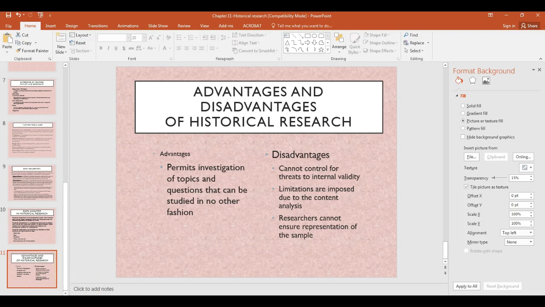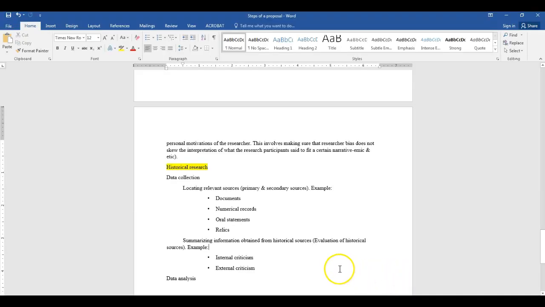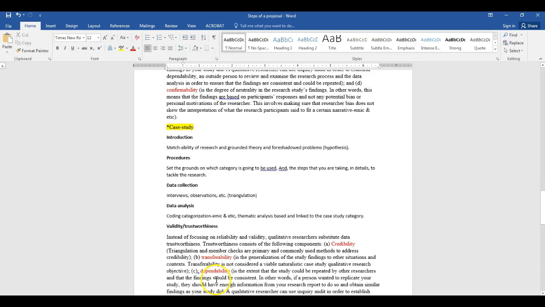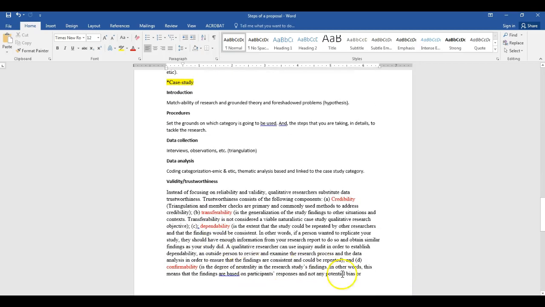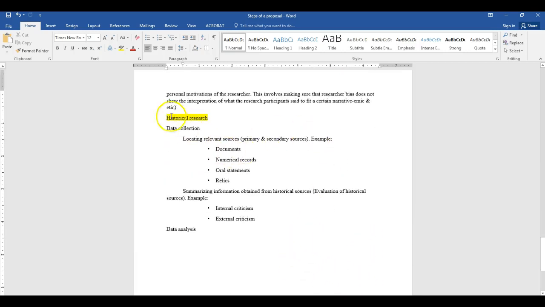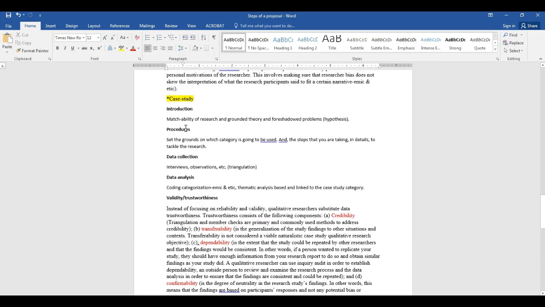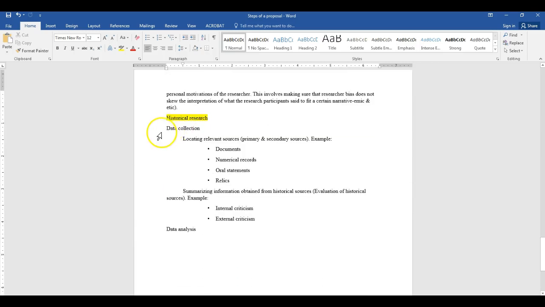So I'm going to add this new version of the steps. You have all the way until here for the steps of proposal, and I added historical research, the data collection. You're going to talk about it, and then of course you'll have to have an introduction. So introduce, that's the steps. We're talking about the steps.